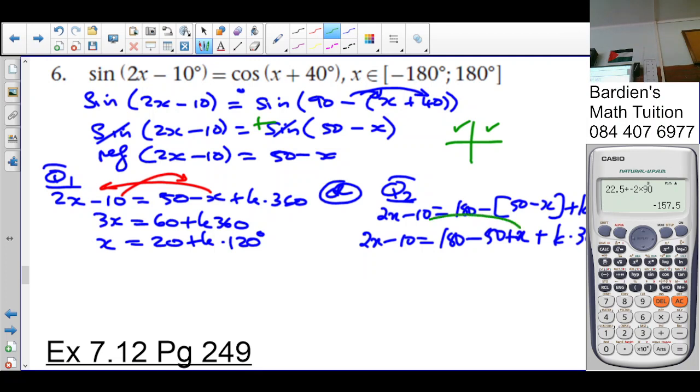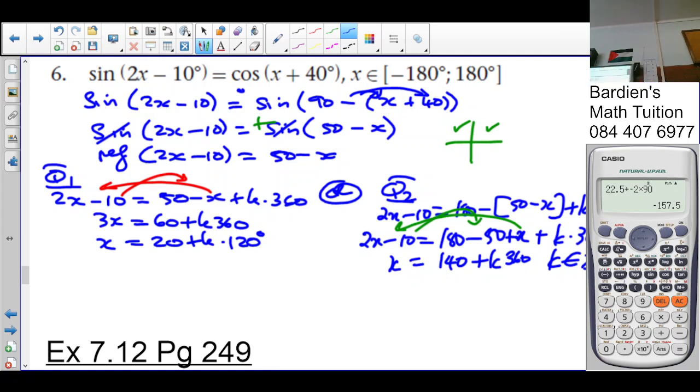X is one side, numbers are the other side. So 2x minus x is x. 10 minus 50 is 130 plus 10. So x is 140 plus k times 360, where k is an element of the integers. You guys got that? Any confusion around this part of the calculation?